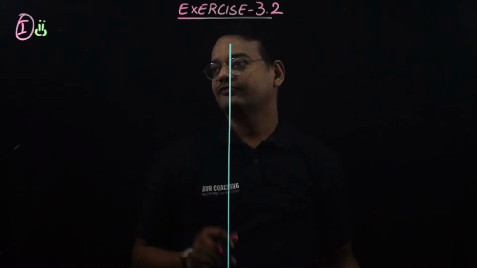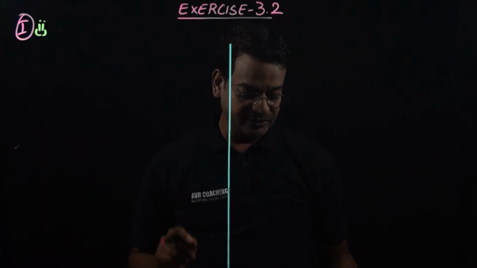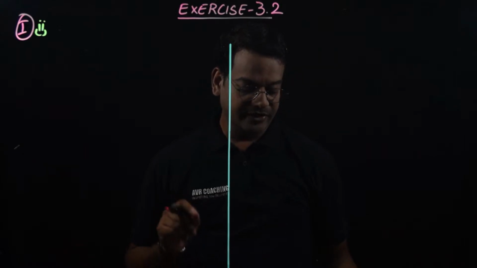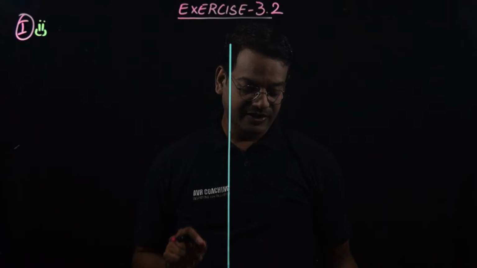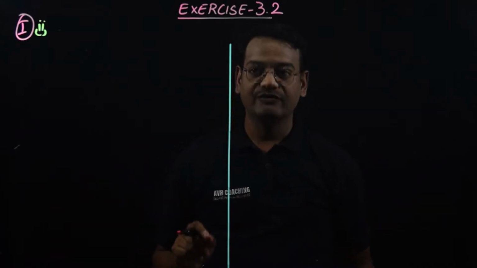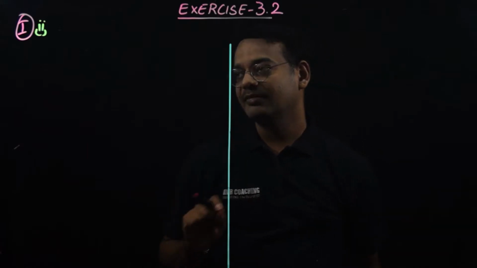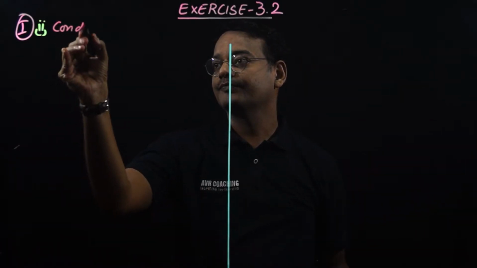Now the second problem. It says 5 pencils and 7 pens together cost 50 rupees, whereas 7 pencils and 5 pens together cost 46. Find the cost of one pencil and that of one pen. So we have to find the values of pen and pencil. The given condition is condition 1.